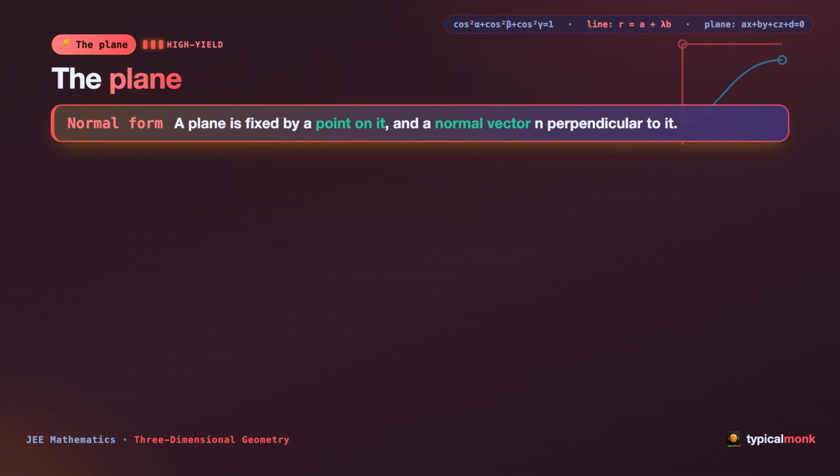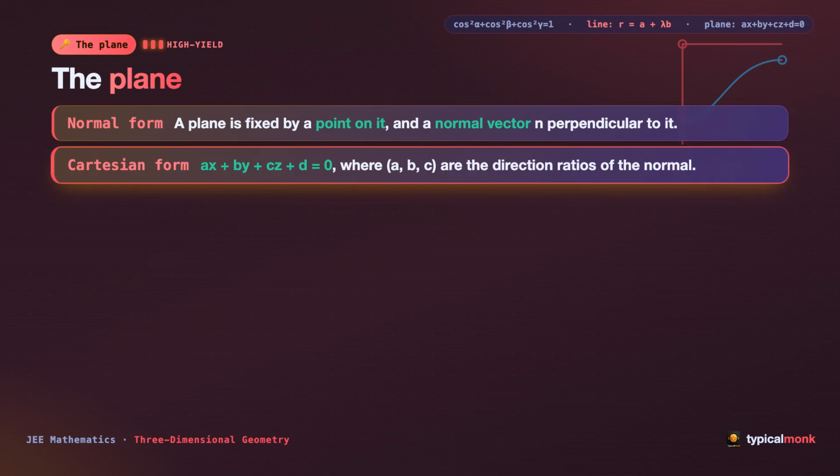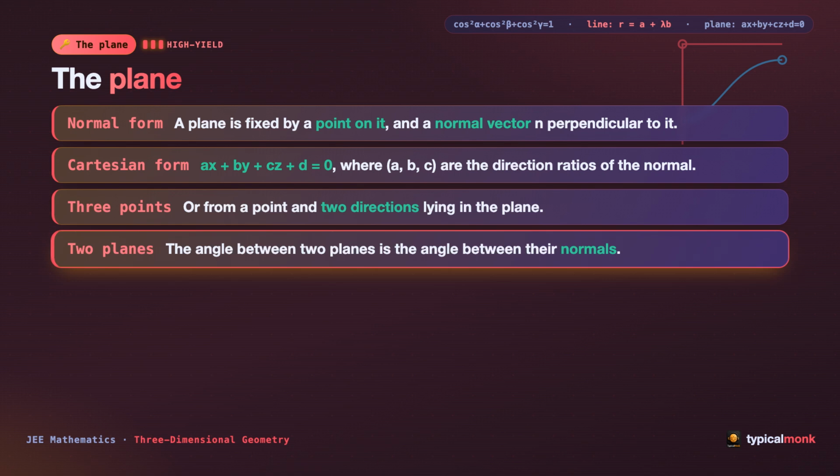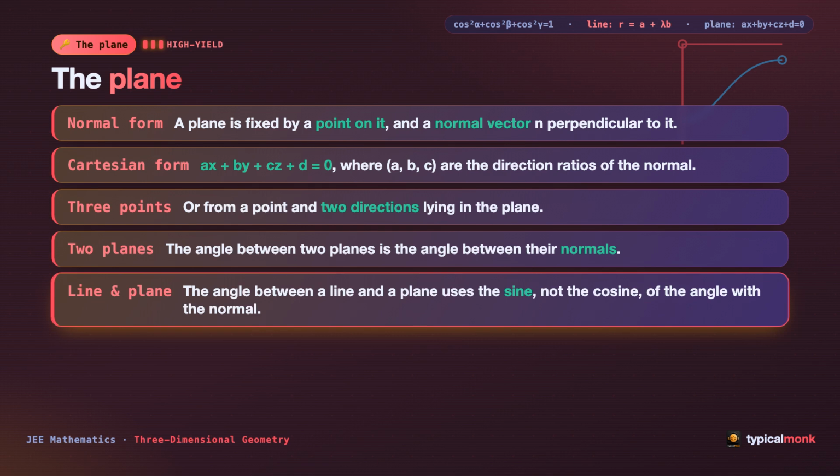Now the plane. Normal form. A plane is fixed by a point on it and a normal vector n that is perpendicular to it. Cartesian form. ax plus by plus cz plus d equals 0, where a, b, and c are the direction ratios of the normal. Or from 3 points, or equally from a point and two directions lying in the plane. Two planes. The angle between two planes is the angle between their normals. Line and plane. The angle between a line and a plane uses the sine, not the cosine, of the angle the line makes with the normal.